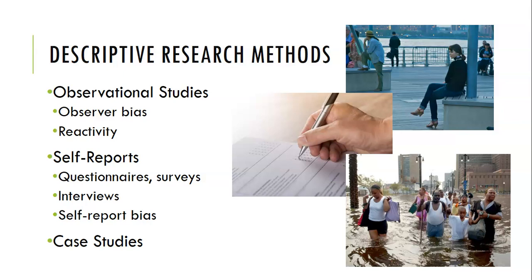So we're going to look at 3 different descriptive methods that you could use: observational studies, self-reports, and case studies. Observational studies are a specific type of descriptive method. They involve systematically assessing and coding observable behavior. By coding, we mean determining which previously defined category the behavior fits into.